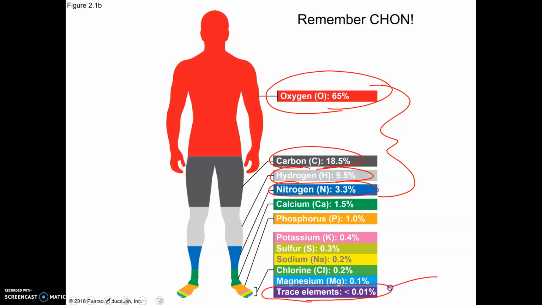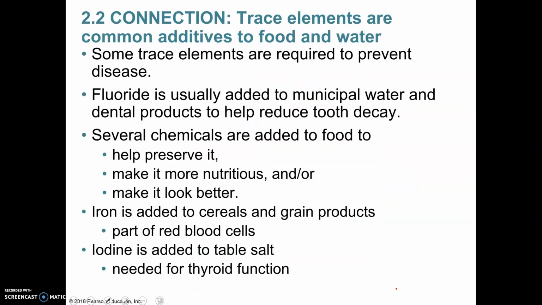See this at the bottom? These are called trace elements. So let me show you these. So here's a little bit about trace elements. Trace elements are things that we require just in tiny, tiny amounts. And a couple of examples are given in your book, so I put a couple of them here.